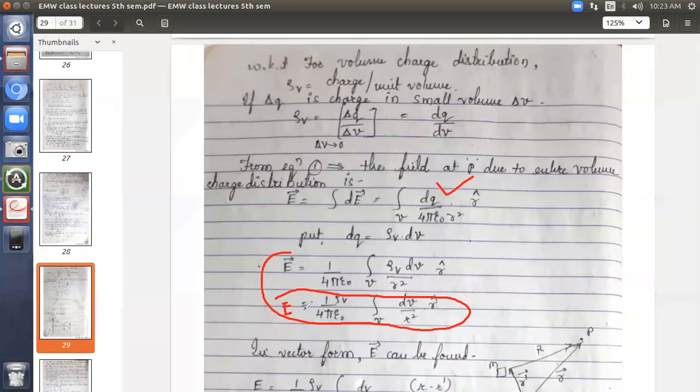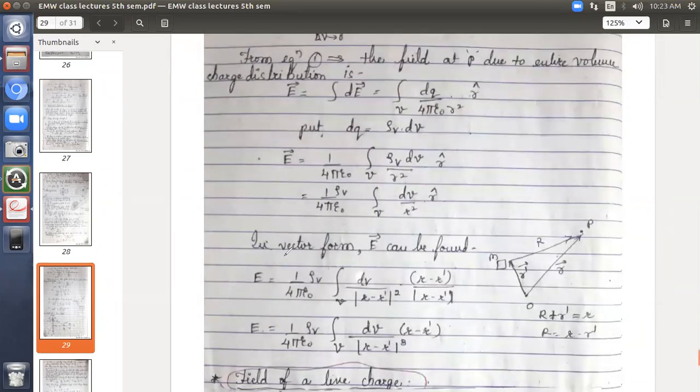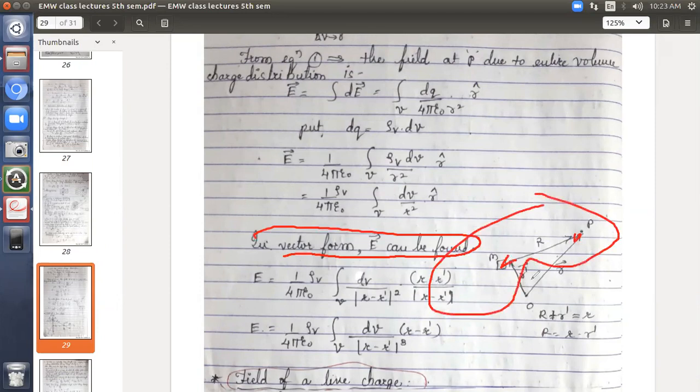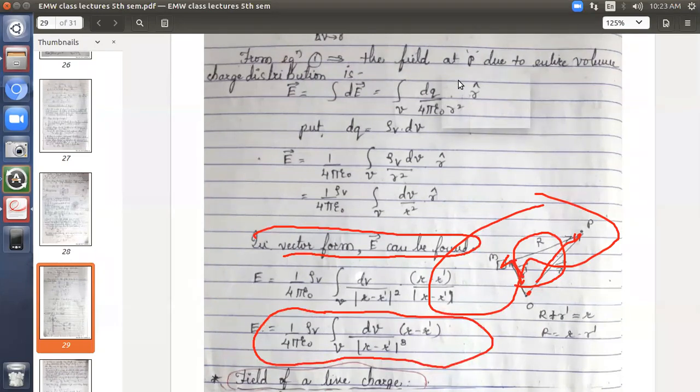E is equal to, in terms of rho V, that is volume charge distribution. And if the question is to find it in vector form, then for these two points we have already considered, take one common origin point, draw the lines, and form a triangle. For this triangle, apply the vector addition rule. Then you find the vector form of this field intensity. Up to this we have covered in the previous class.